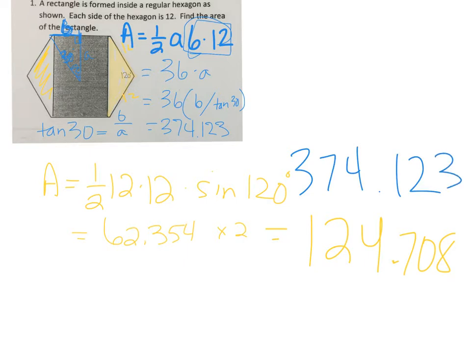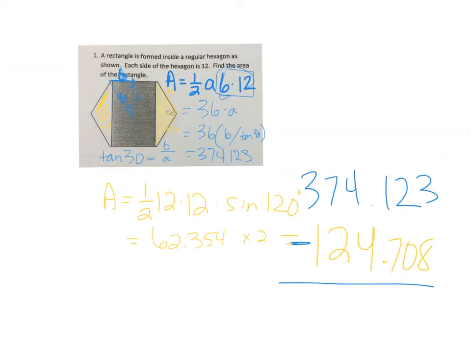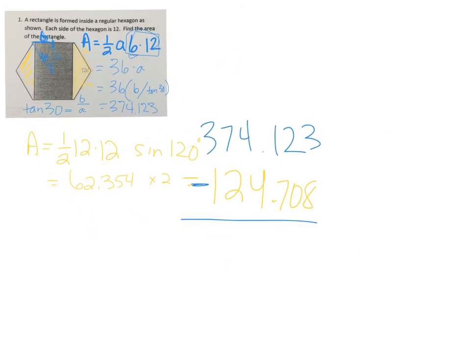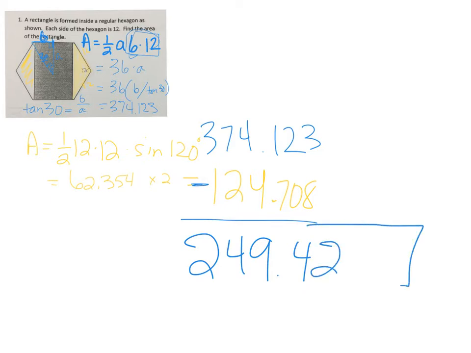So if I subtract the 374.123 minus those triangles, I will get what's left over, and that's going to be my rectangle, which has an area of 249.42 when I round to 2 decimal places, units squared.